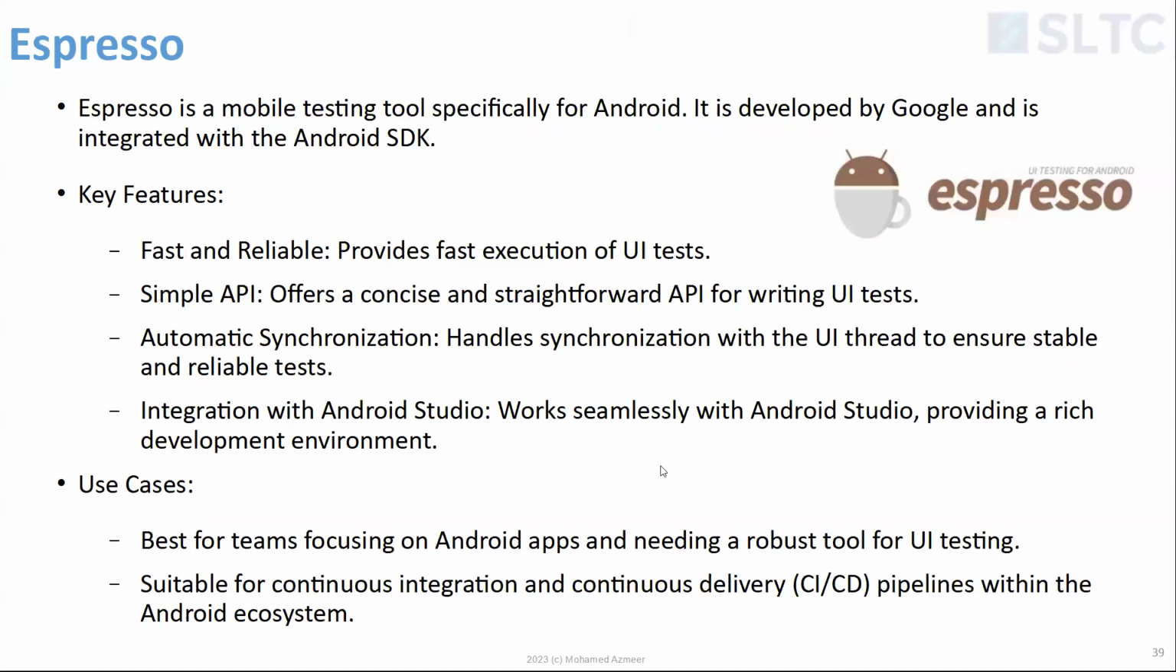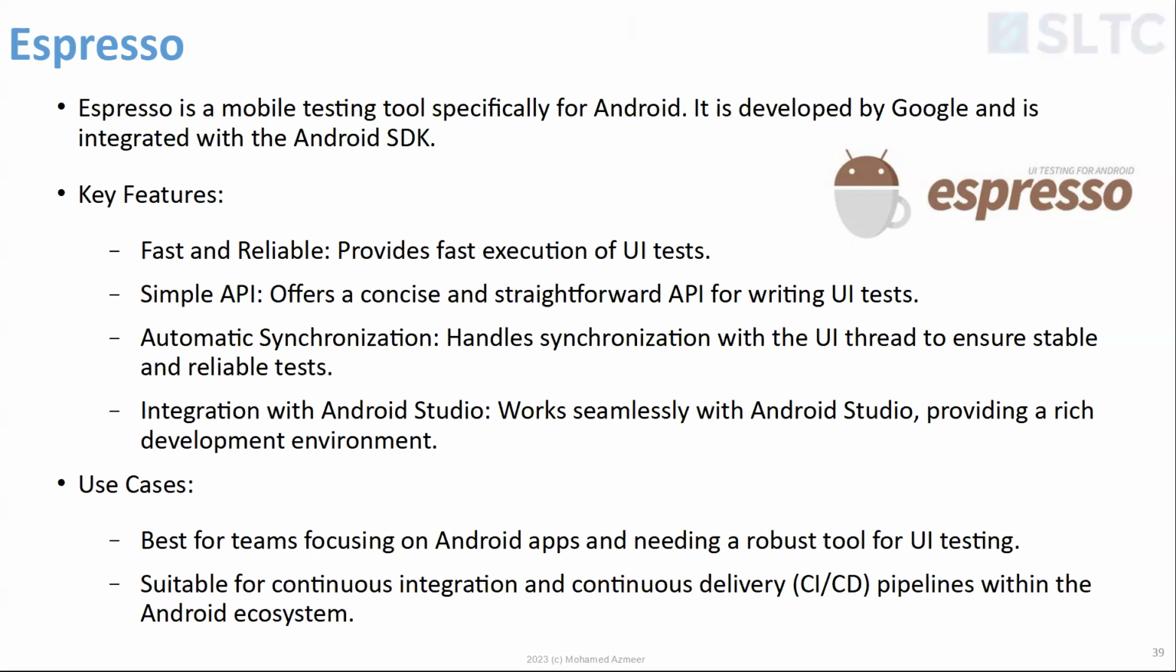Next one is Espresso, right? It's another mobile testing tool, but this is specifically for Android, yeah? I think it's old. There are new tools available now for Android from Google. Very fast and reliable when it comes to UI testing. And it also has simple API testing as well.